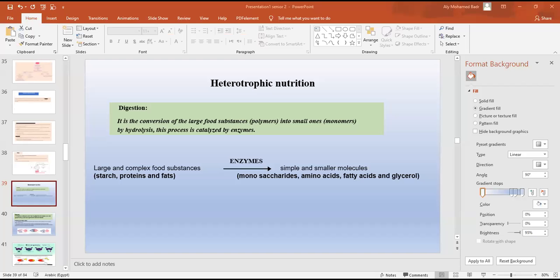Today we are going to talk about heterotrophic nutrition. Heterotrophic nutrition is the other type of nutrition. The first one was autotrophic nutrition, where organisms can make their own food. Heterotrophic nutrition is a type of nutrition where organisms depend on other organisms to feed, which have already fed on plants, or they feed on plants directly.